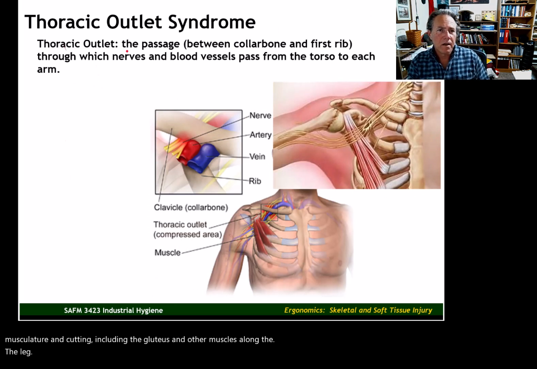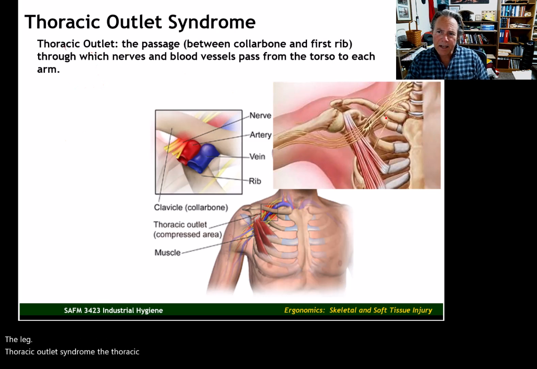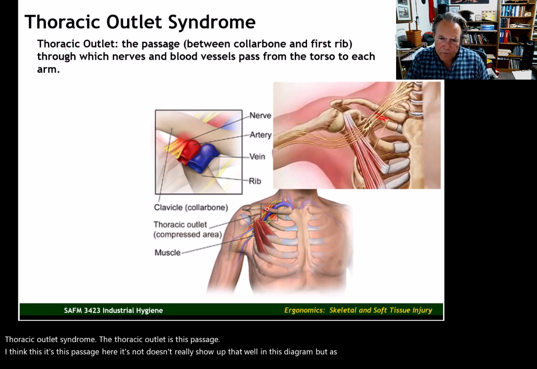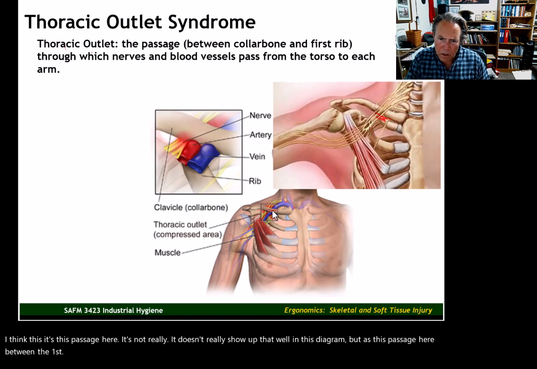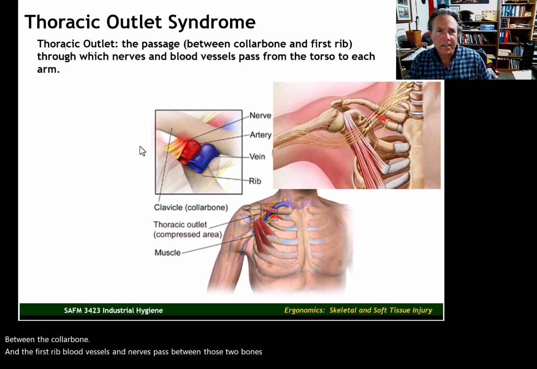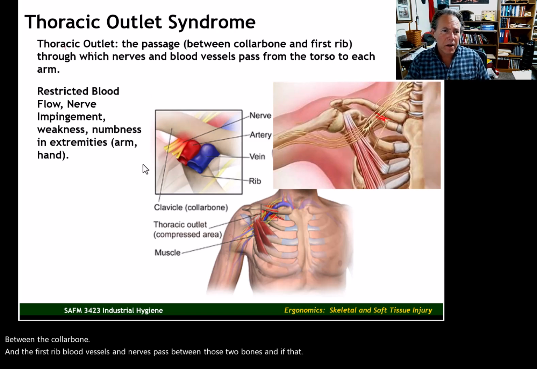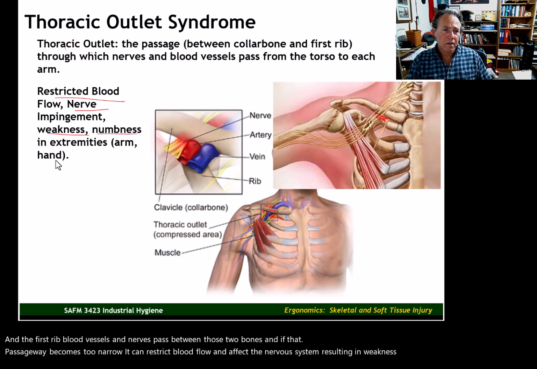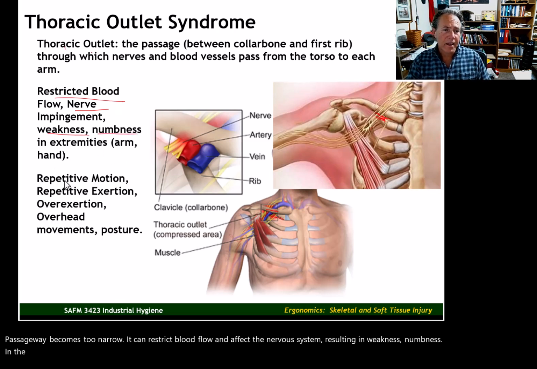Thoracic outlet syndrome. The thoracic outlet is this passage. Well, I think it's this passage here. It doesn't really show up that well in this diagram, but it's this passage here between the collarbone and the first rib. Blood vessels and nerves pass between those two bones, and if that passageway becomes too narrow, it can restrict blood flow and affect the nervous system, resulting in weakness, numbness in the extremities, the arms and the hand.